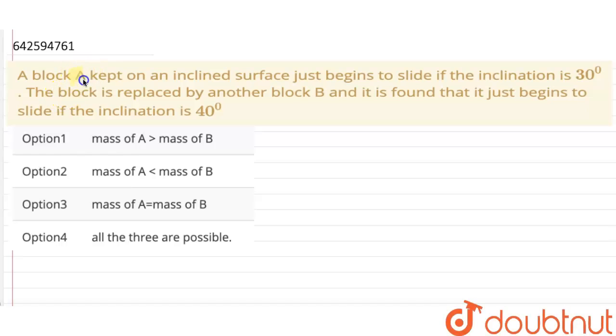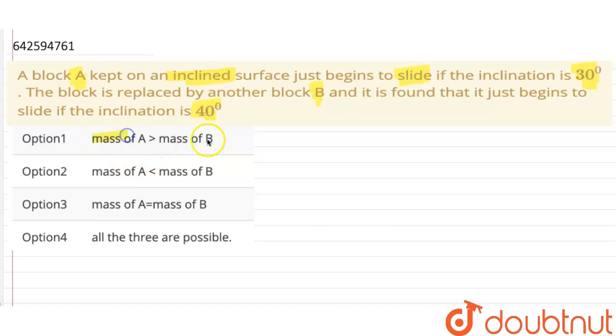So the question is, block A is kept on an inclined surface, just begins to slide if the inclination is 30 degrees. The block is replaced by another block B. It is found that it just begins to slide if the inclination is 40 degrees.